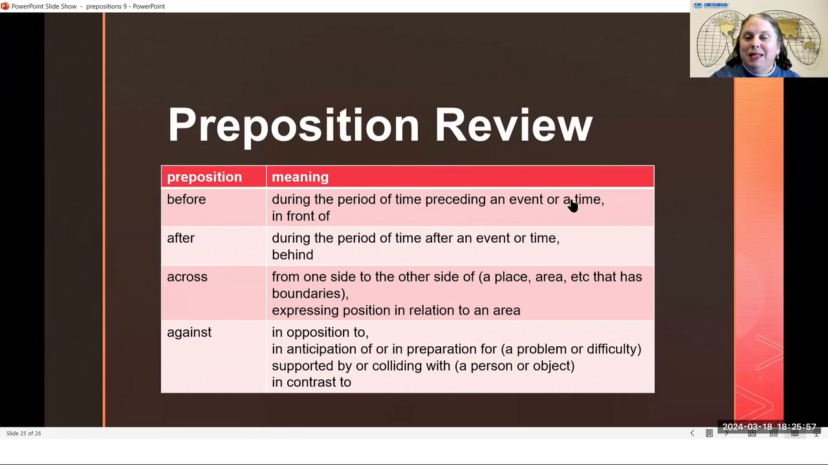Or we can pick a time. The person was drinking coffee before 8 o'clock in the morning. Before a time, preceding a time. We said that before could also mean in front of, but we said this one was not so common anymore. Like standing before the mirror or speaking before the class.